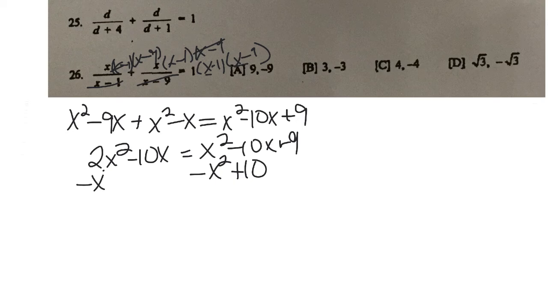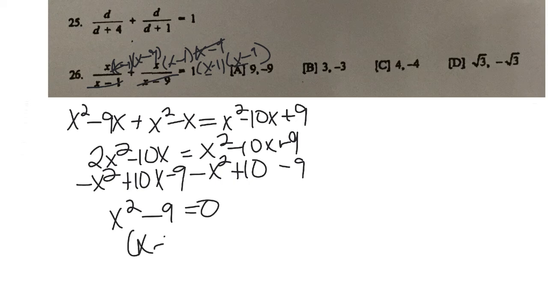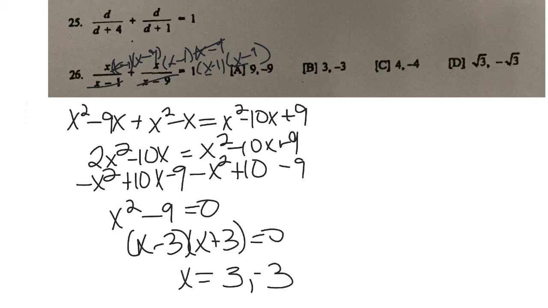Minus the x squared, add the 10x. We get x squared minus the 9, factors to x minus 3, x plus 3, which gives me x equals 3 and negative 3. Those are not extraneous, so your answer is B.